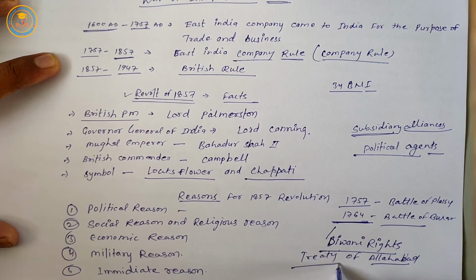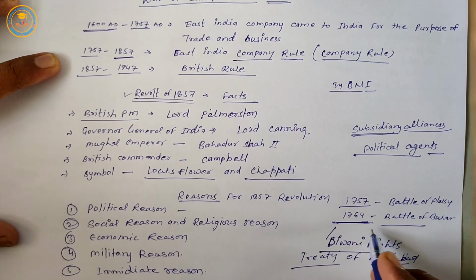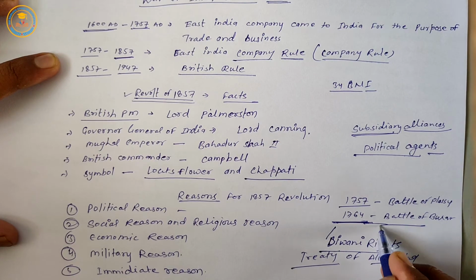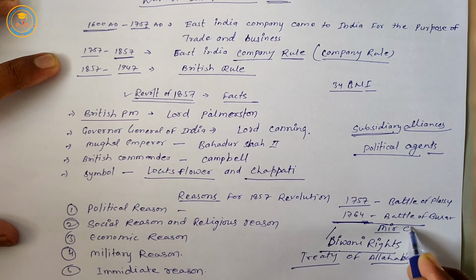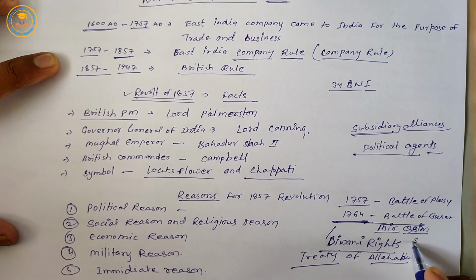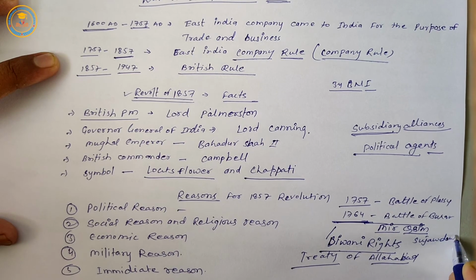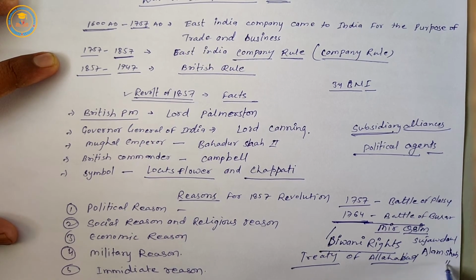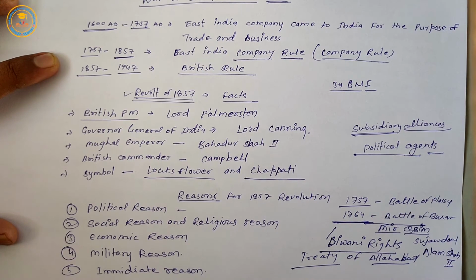The Battle of Buxar was fought between Nawab Mir Qasim, Shujauddaula and Mughal Emperor Shah Alam II.